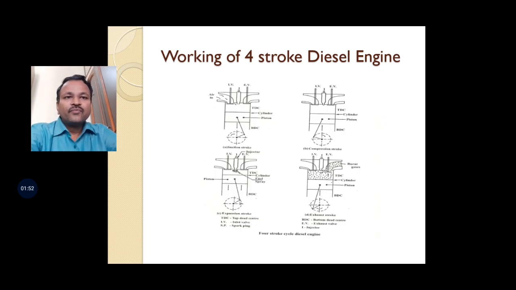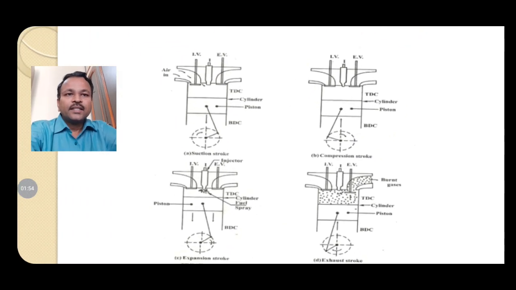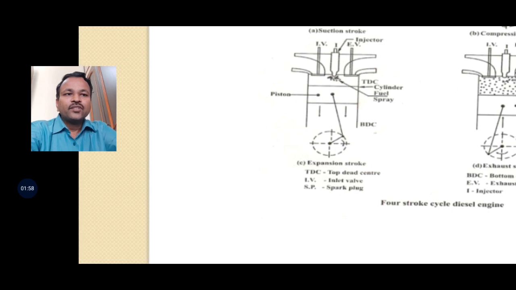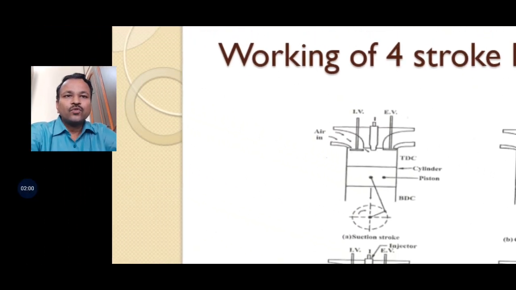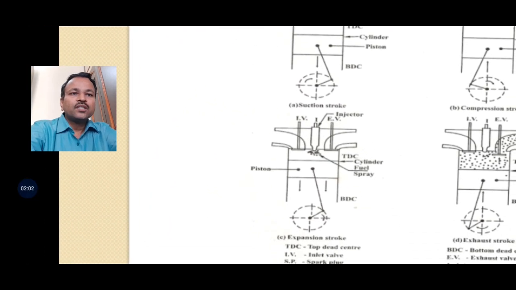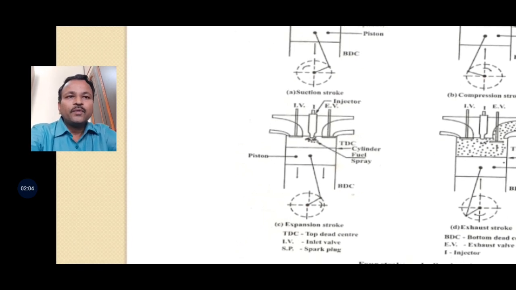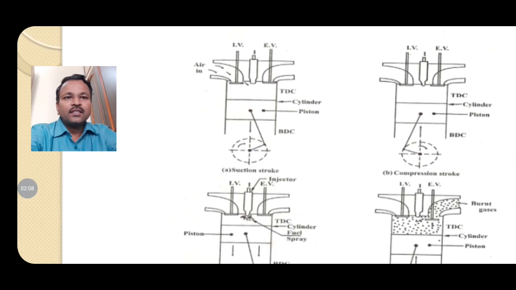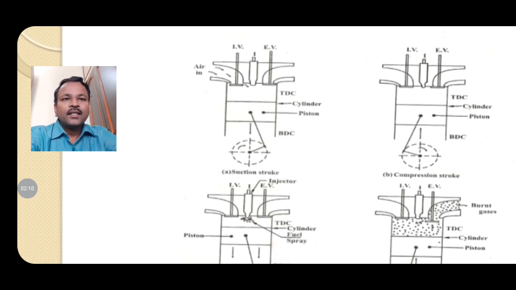So looking into the figure, first is suction, next is compression, next is expansion, last one is exhaust. Same 4 strokes are there, same 2 revolutions of the crank. So for every 2 revolutions of the crank, we will get 1 power stroke, just like the previous case, that is the 4-stroke petrol engine, and the crank will make 2 revolutions. TDC means top dead center, BDC means bottom dead center. We have IV inlet valve, EV exhaust valve.